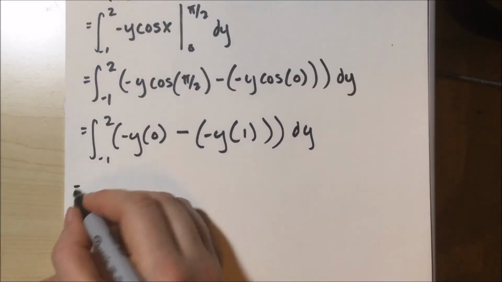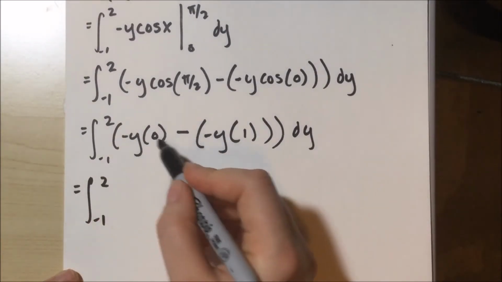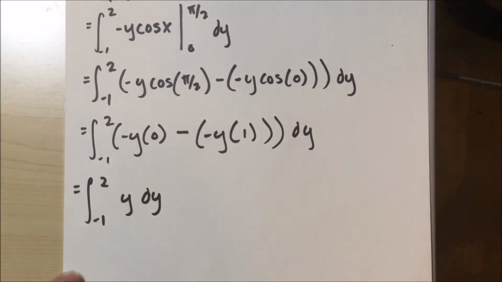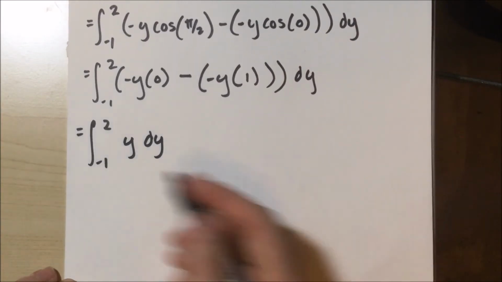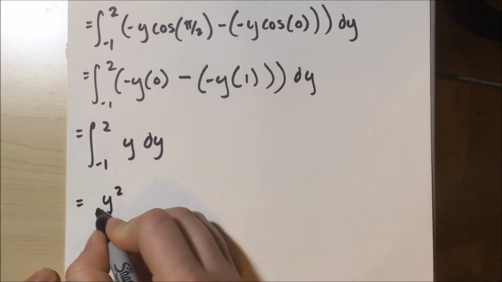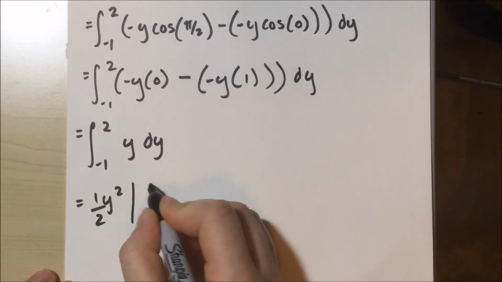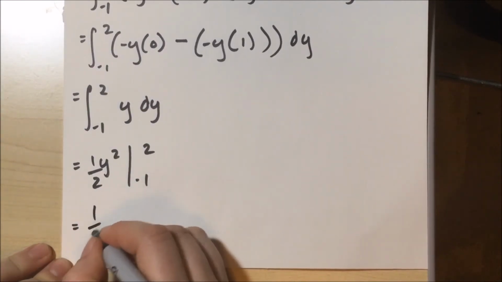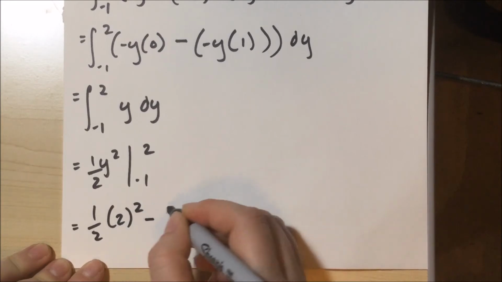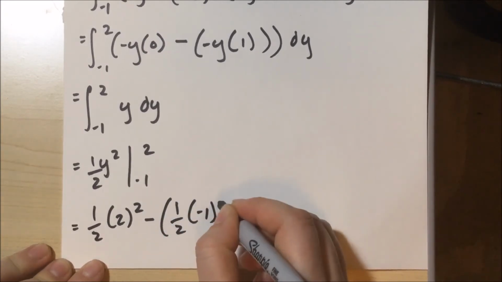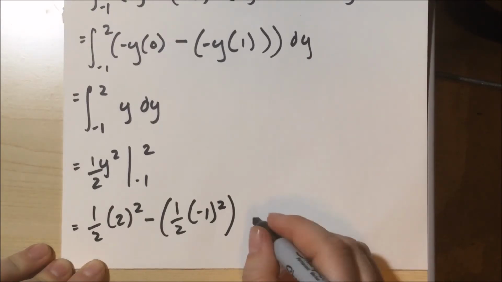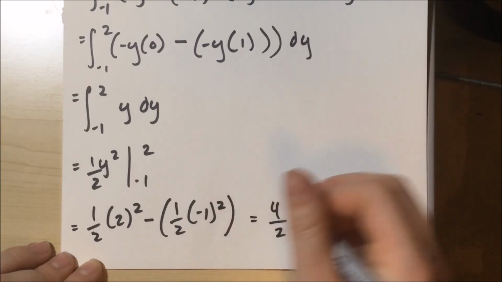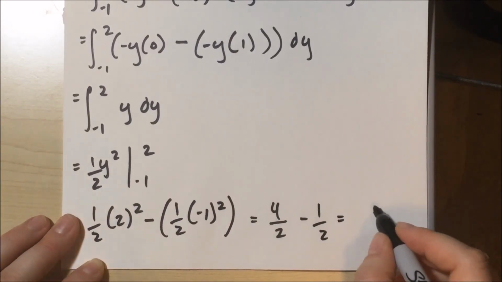Okay, so I have the integral from -1 to 2. That term is gone. Minus -y, so I get a positive y dy. Now integrating y is pretty easy. We have y squared over 2, from -1 to 2. Plugging that in, I have 1/2 times 2 squared minus 1/2 times -1 squared, which is going to give me 4 over 2 minus 1 over 2, which gives me 3 over 2.